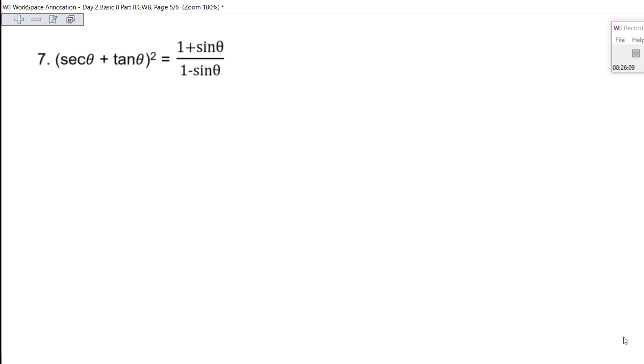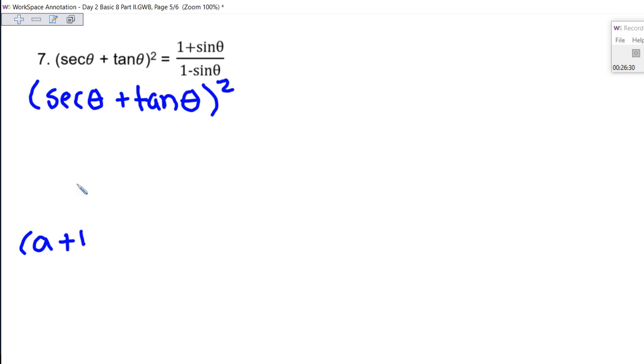Next one, number 7, start with the left side. We have secant of theta plus tangent of theta, and that sum needs to be squared. Now yesterday we talked about the shortcut formula when you are squaring a binomial. Remember, if you have a plus b squared, you square the first term. So a, when you square it, you get a squared plus 2ab plus b squared. So let's use the shortcut.